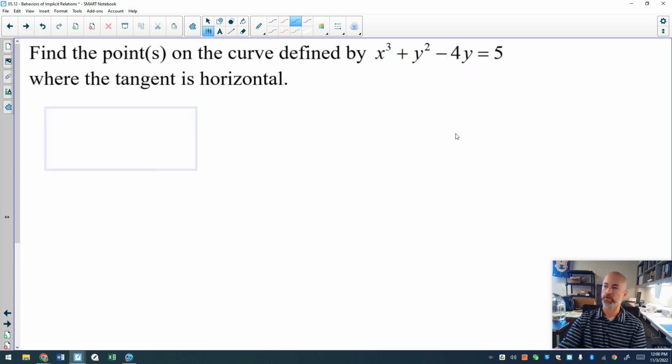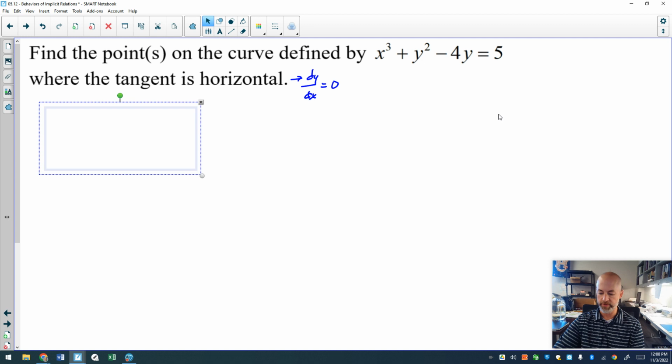Let's look at this curve, x cubed plus y squared minus 4y equals 5. And I'm looking for places where the tangent is horizontal. And remember, a horizontal tangent is when your derivative is equal to 0. So we will once again have to find the derivative. And in this case, it is implicit differentiation, which I assume you can do. So I'm about to show you the derivative right now.